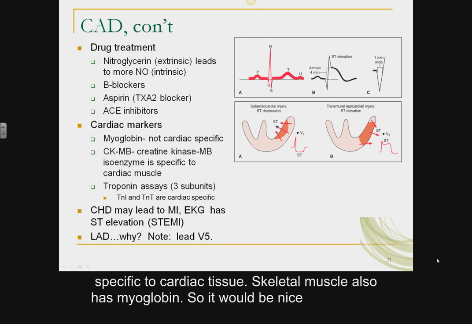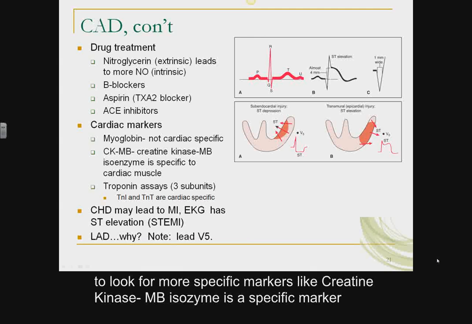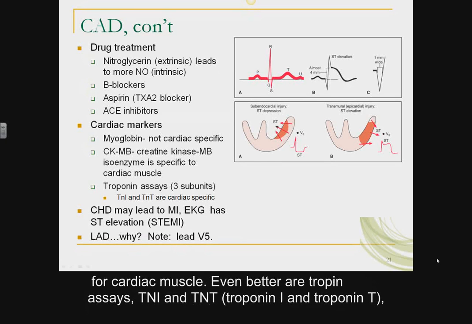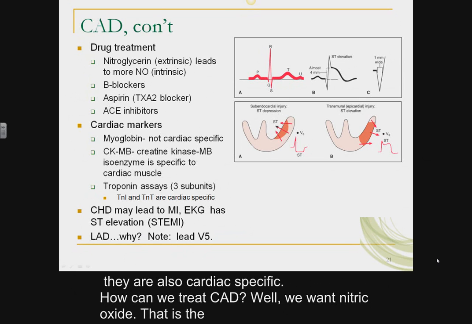So it would be nice to look for more specific markers like creatine kinase MB isozyme. That is a specific marker for cardiac muscle. Even better are troponin assays like TNI and TNT for troponin I and troponin T. Those are also cardiac specific.